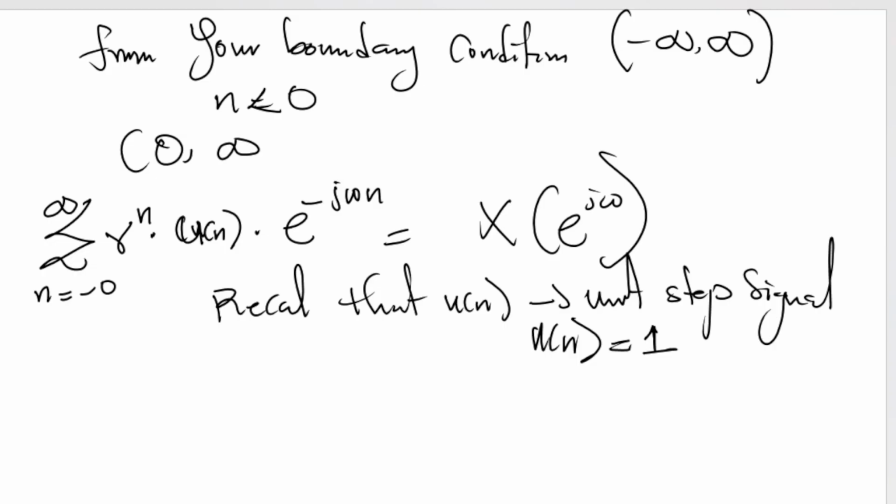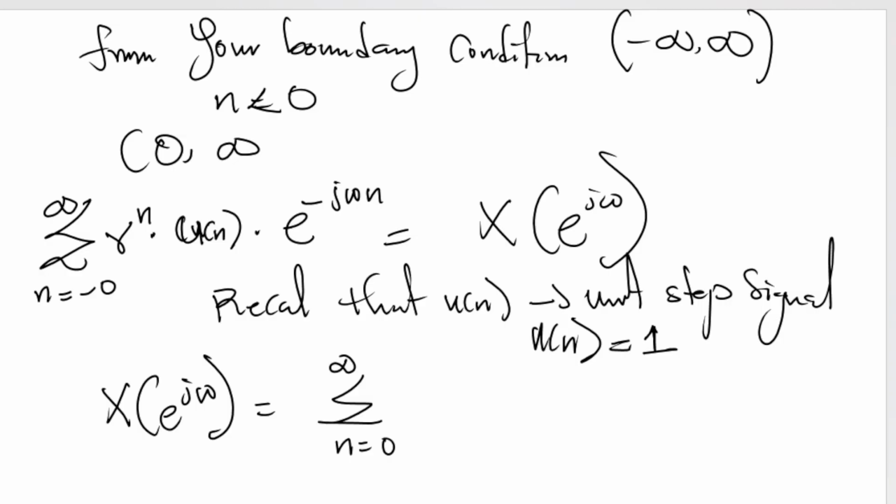So your frequency domain will now be X exponential jw, right? Will be equal to sigma n will be 0, because minus 0 is 0, to infinity. And what we have here will be r raised to the power of n multiplied by 1. And this will be multiplied by exponential minus jwn. So from what we have here, you're already telling your examiner that u of n here is a standard signal and it is a unit step signal.